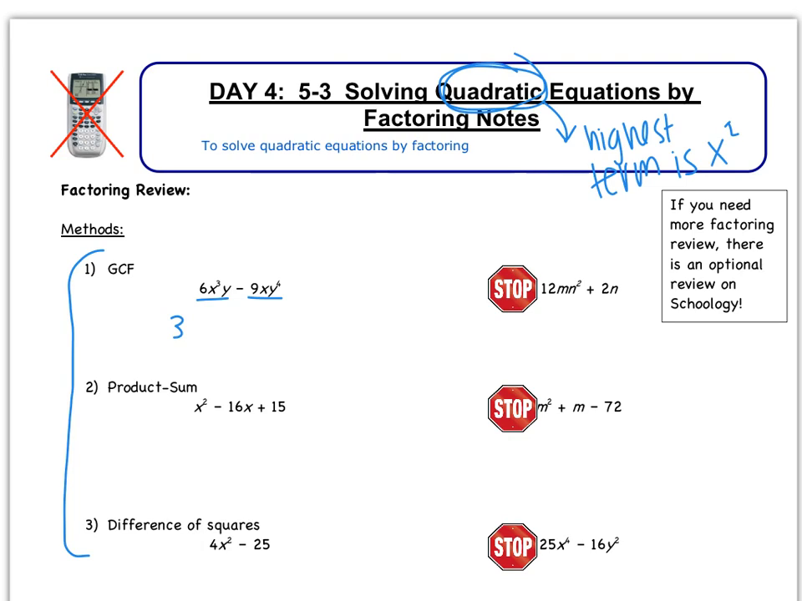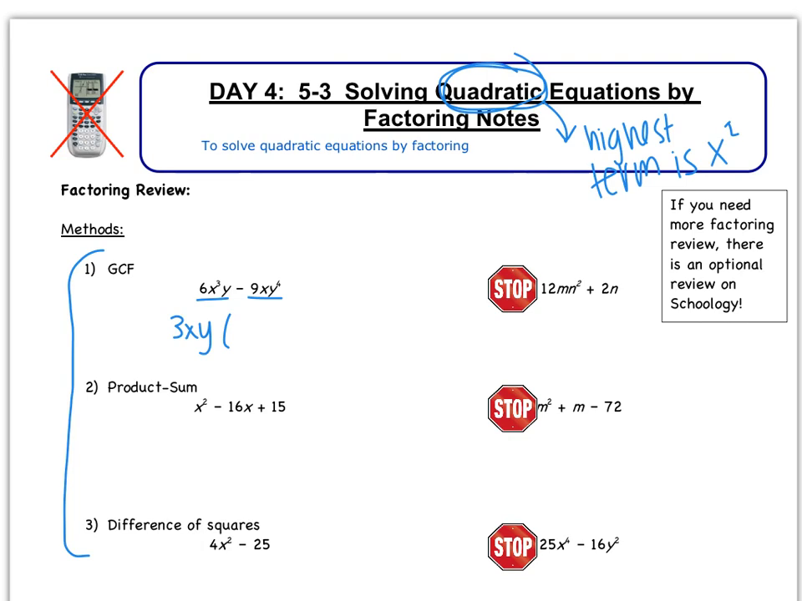The first term has x cubed and the second term has an x. So the lowest power is what I can take out. So I can take out an x. And then I have y and y to the 4th. Again, I can take out the lowest power. So 3xy is what they both have in common that I'm going to take out.